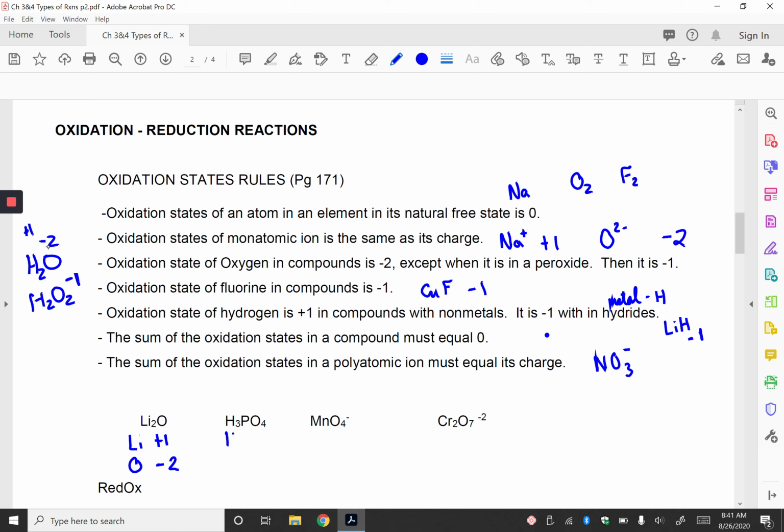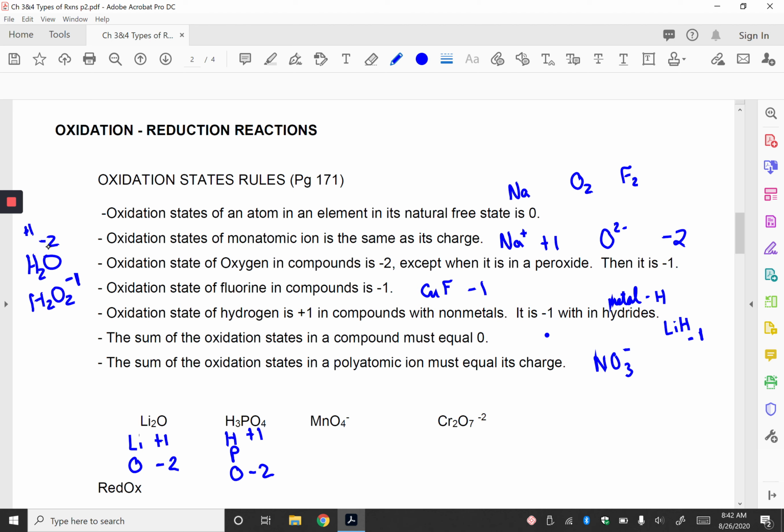We have H's, we have P's, and we have O's. So we have a rule for hydrogen. The rule for hydrogen says that it's +1 in compounds, so it's +1. We don't have a rule for phosphorus, so we'll skip it. We do have a rule for oxygen. It says that it's -2. So then we need to figure out what phosphorus is. You can do it in your head, or you can write out an equation if you want. I'm going to write it out just so you can see my thinking here.